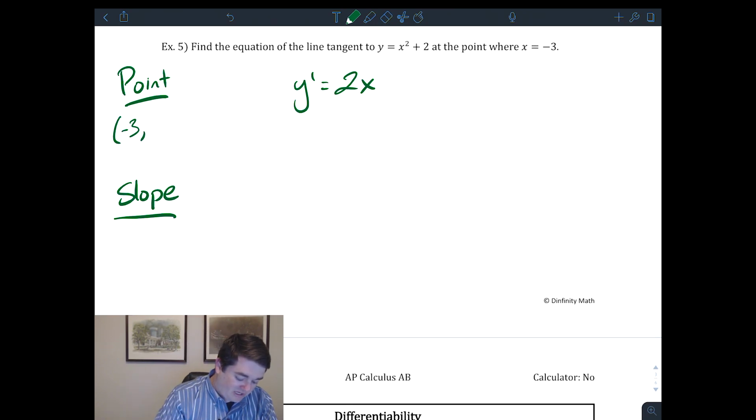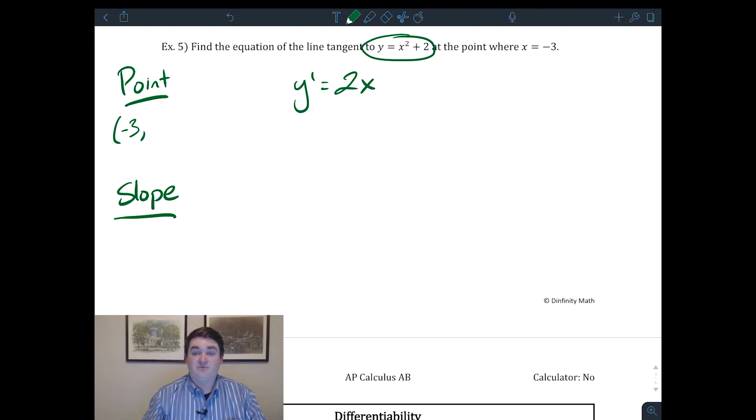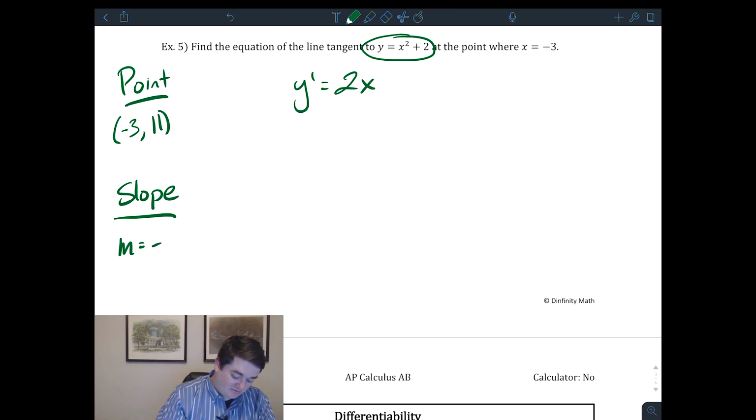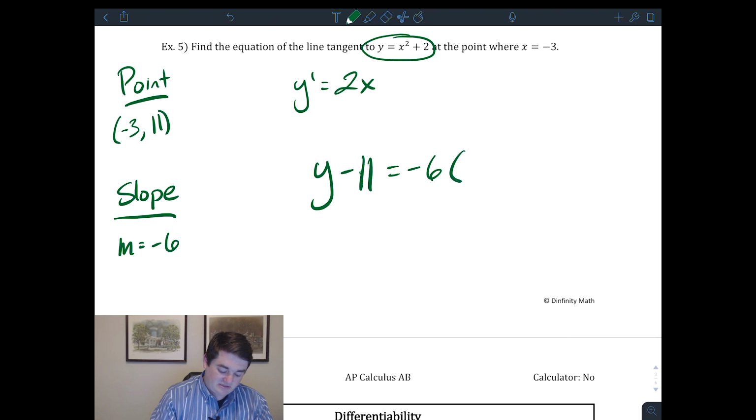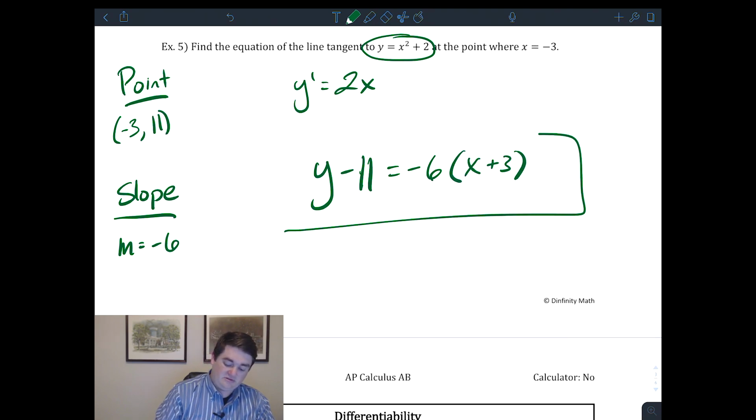Well, to find your point, take your x value and plug it in to your function. Negative 3 squared is 9 plus 2 is 11. To find the slope, take your x value, plug it into your derivative. 2 times negative 3 is negative 6. I've got my point, I've got my slope, point-slope form. Y minus 11 equals negative 6 times x minus negative 3, or x plus 3.